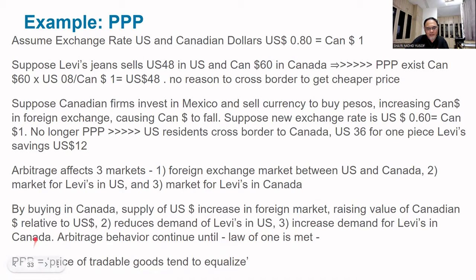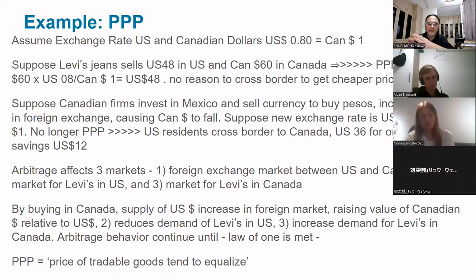That means it will come back to having the same price. So with PPP, the prices of traded goods tend to equalize. Eventually it will move and try to be the same again. Initially there will be differences, but it will tend to equalize. But not all markets.